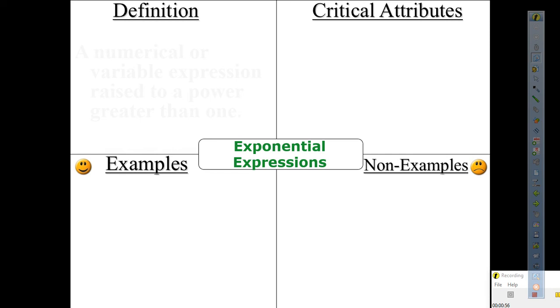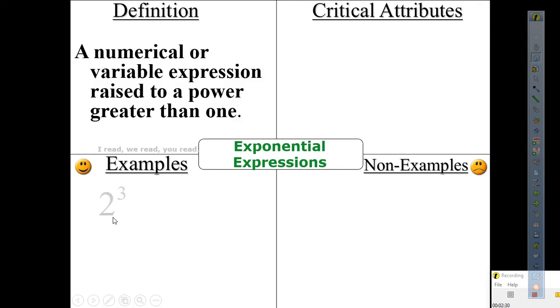Bam. You guys are pretty good. So check this out. Writing utensils down really quick. Let me go over the definition by writing the example. I'm going to first do it like that, and then I'll give you time to copy the rest. It says, a numerical or variable expression raised to a power greater than 1.